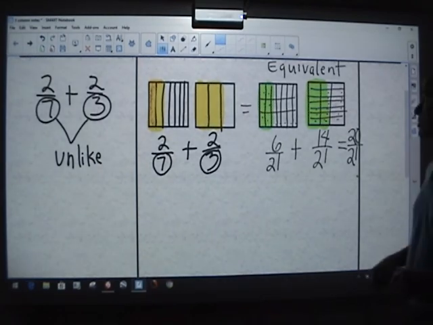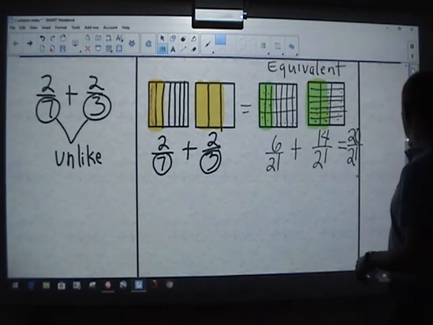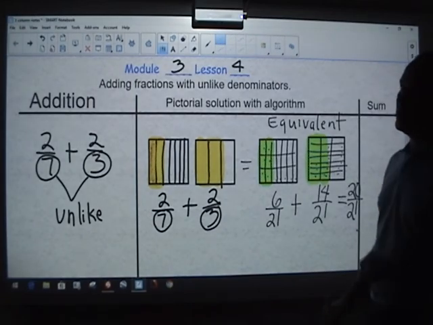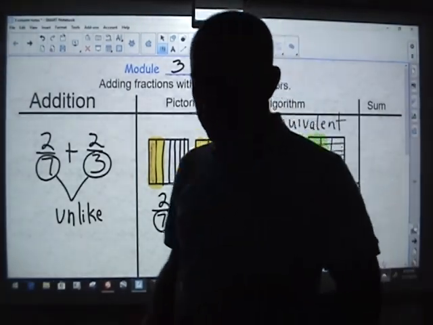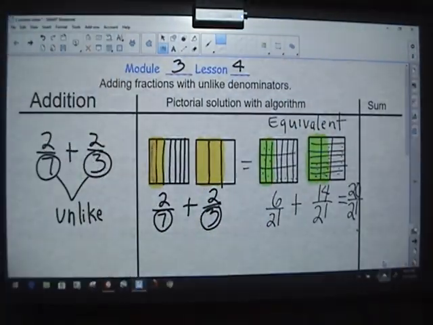And that's how you find common denominators, my friends. This is part 1. Please watch the next part of this video of this module 3, lesson 4.